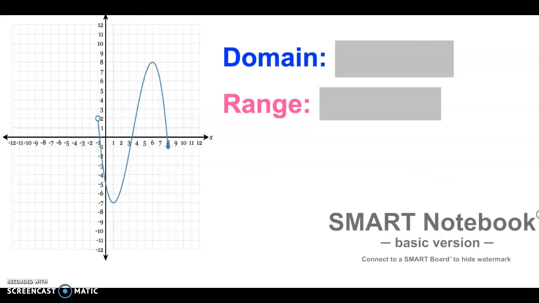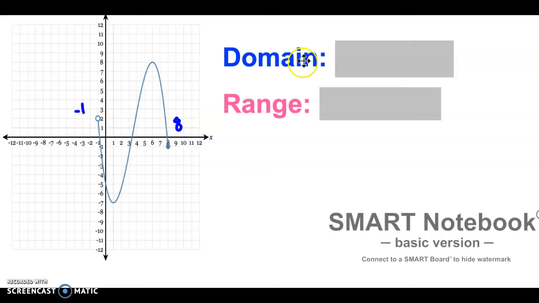Again, we want to start by finding the smallest x value for our blue graph and the biggest x value. So if we look here, -1 is our smallest x value, and then we'll follow our function all the way to the right, and it looks like 8 is our biggest x value.